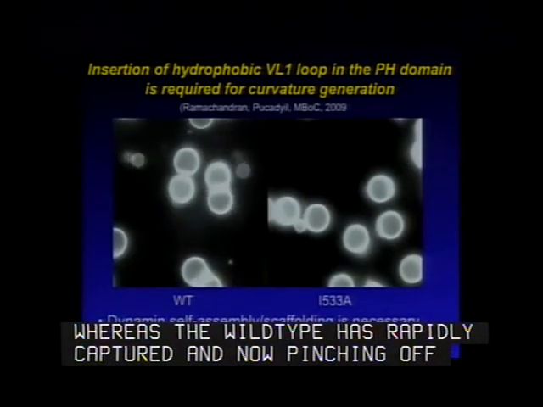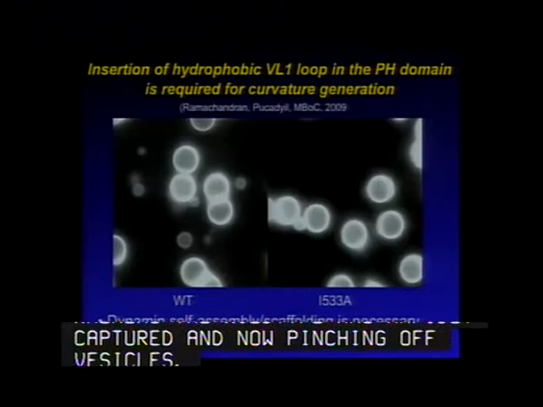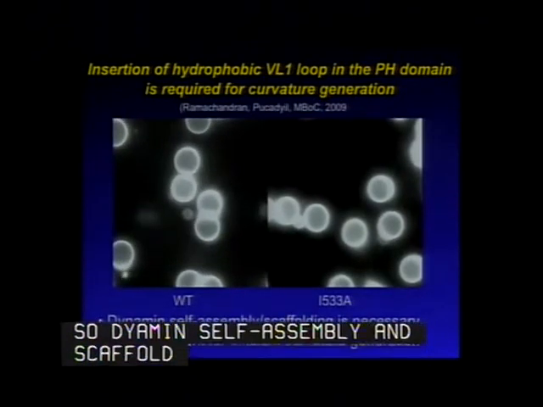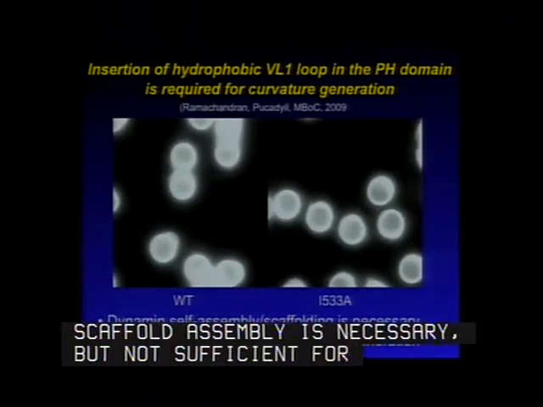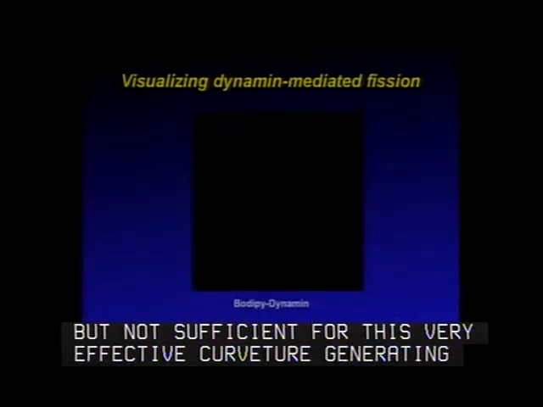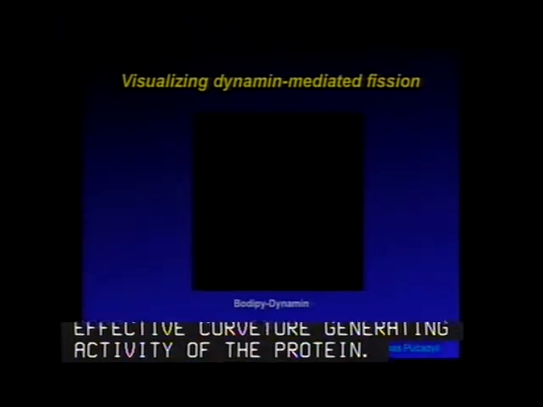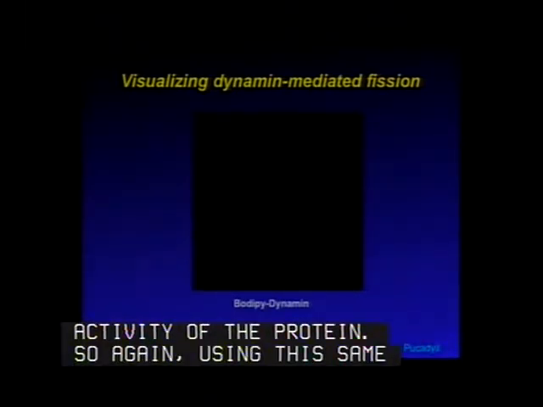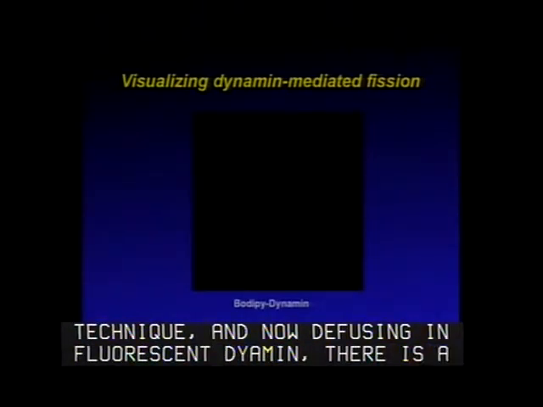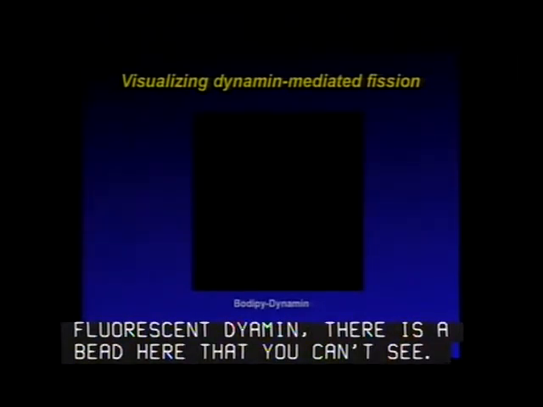So dynamin self-assembly and scaffold activity is necessary, but not sufficient for this very effective curvature generating activity of the protein. So again, using this same technique, and now diffusing in fluorescent dynamin. There's a bead here that you can't see. We're going to diffuse in fluorescent dynamin and watch what happens.